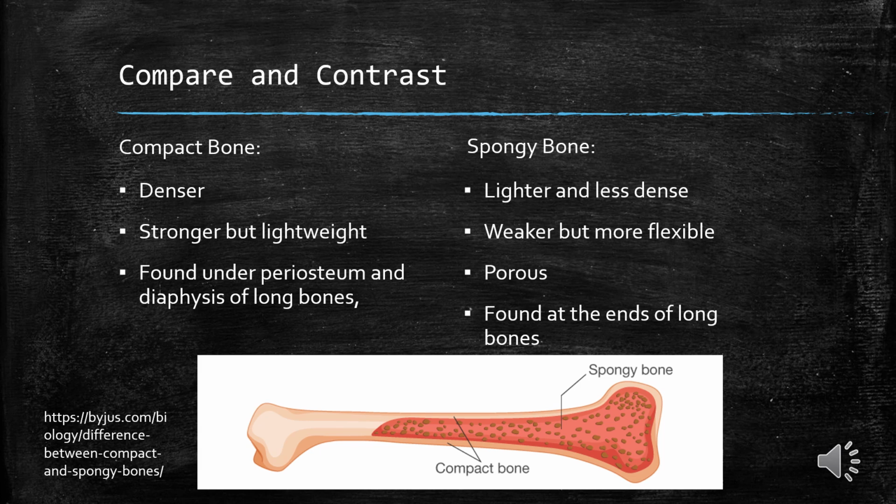Spongy bone is lighter and less dense. It is weaker but more flexible and also porous, which is found at the ends of long bones. Spongy bone contains red bone marrow responsible for producing blood cells. Here you will find a lattice-like network of matrix spikes. These are called trabeculae. This forms along lines of stress to provide strength to the bone. The spaces of this network provide balance to the dense and heavy compact bone by making bones lighter so that muscles can move more easily.